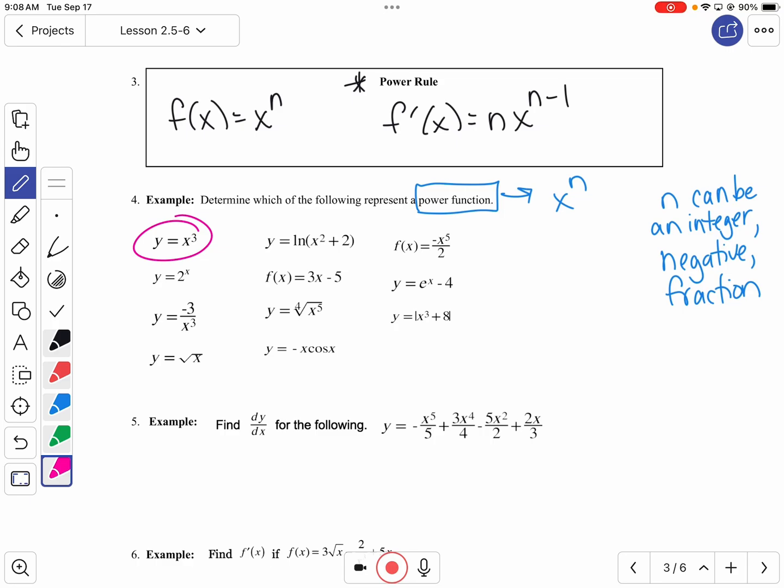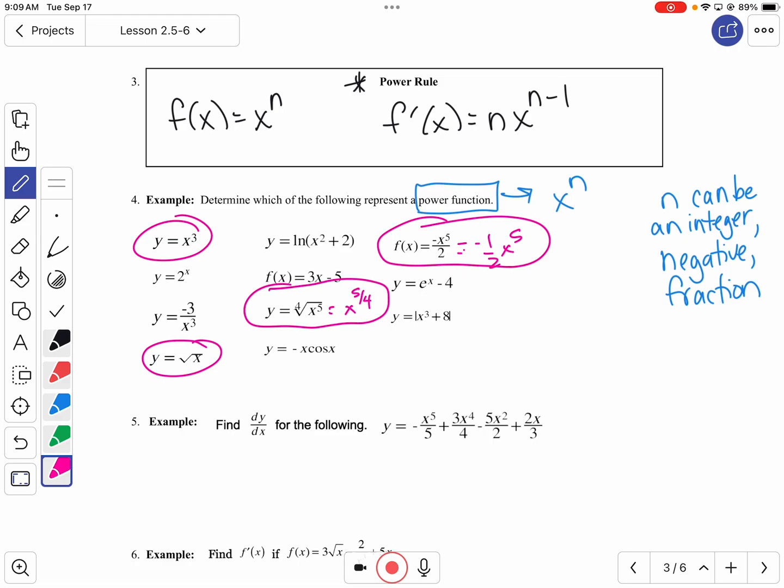Negative x to the fifth over 2. Yep, this is the same thing as negative 1/2 x to the fifth. Very definitely a power function. Anything else? Y equals the fourth root of x to the fifth. Yes, this is the same thing as x to the 5 over 4. So that's a fractional power, so that works. Square root of x is going to work. Yep.